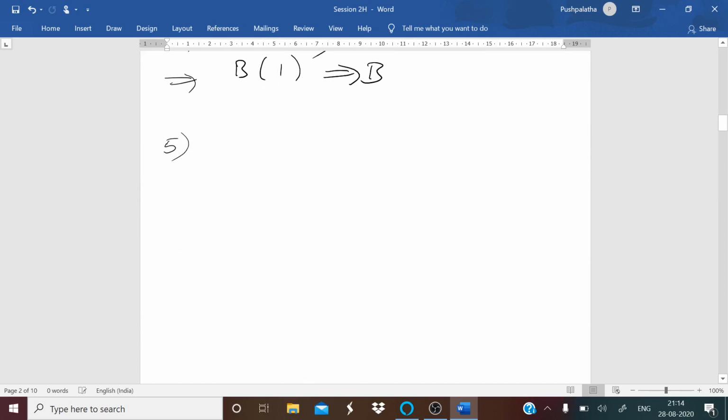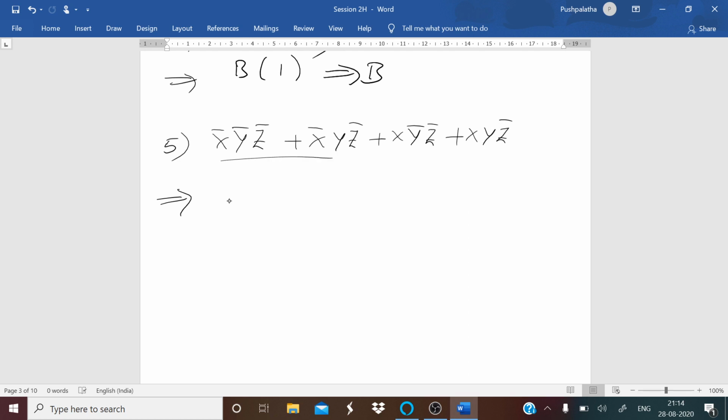Next sum, similarly: x bar y bar z bar plus x bar y z bar plus x y bar z bar plus x y z bar. Okay, so now we can take two terms and then solve also. So what is common here? x bar z bar is common.